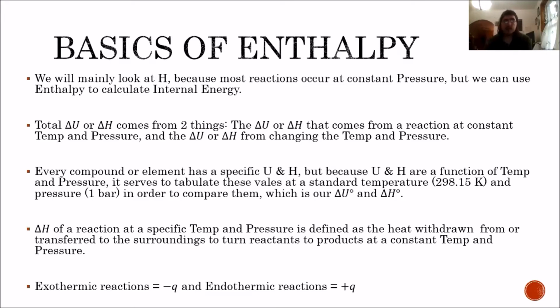Every compound will have a specific internal energy and enthalpy. But because they're a function of temperature and pressure, we're going to tabulate these values at standard temperature and standard pressure of 1 bar in order to make them comparable. When we're doing this at the standard conditions, we give that little knot or circle above it. So delta U naught and delta H naught are internal energies and enthalpies calculated at 298.15 Kelvin and 1 bar.